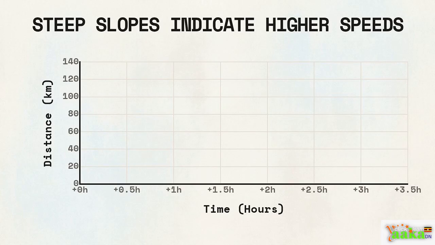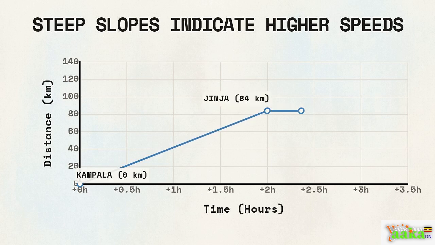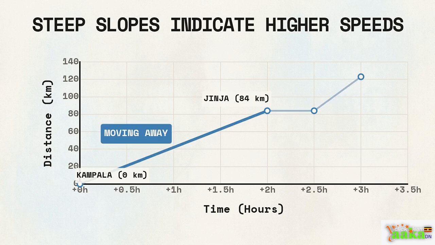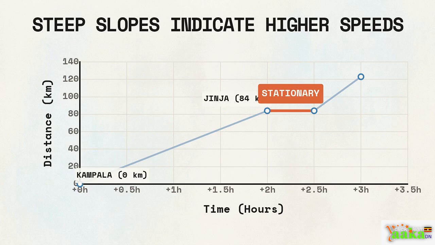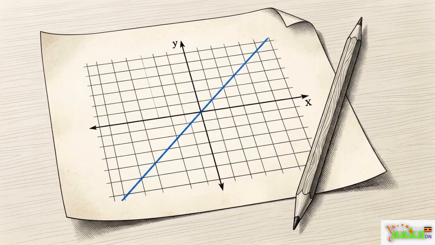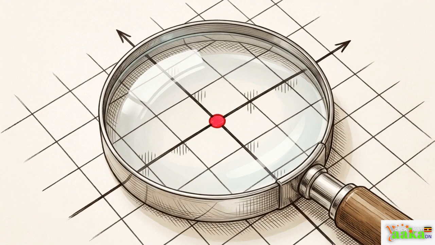We tabulate Kampala at 0 kilometers, Jinja at 84, and Igonga at 123. We plot using even scales like 10 or 20. On a distance time graph, an upward line means moving away, a flat line means stopped, and a steeper slope indicates higher speed. A correctly plotted distance time graph serves as a precise historical map. It proves exactly where an object was and how fast it was moving at any specific second in time.